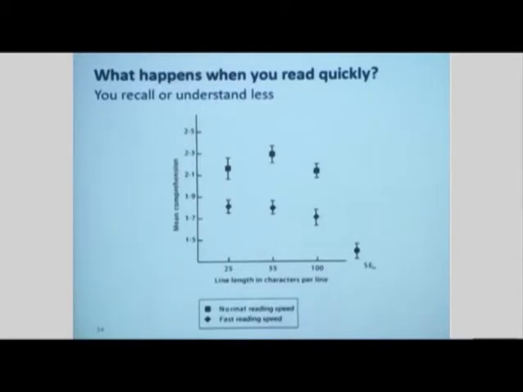And we're looking at how much people understand. So the higher the value, the more that's understood. And the medium line length of 55 characters per line, people recalled more from that line length than either the short one or the long one. So there is some indication that line length is influencing comprehension.